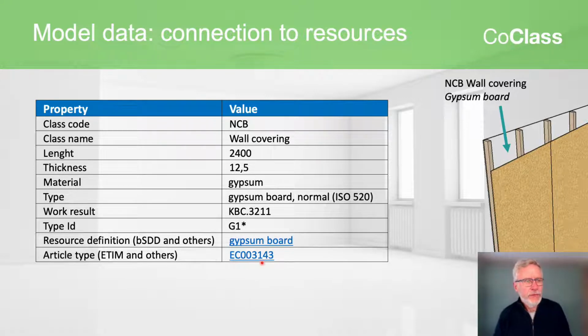And you can also refer it to a product catalog, in this case using ETIM. And ETIM also has a lot of properties describing, in this case, a gypsum board. So you don't need everything in your own database. You can always refer to other sources, hopefully using the code for, in this case, a wall covering and the gypsum board.